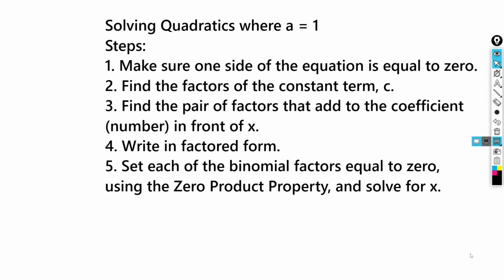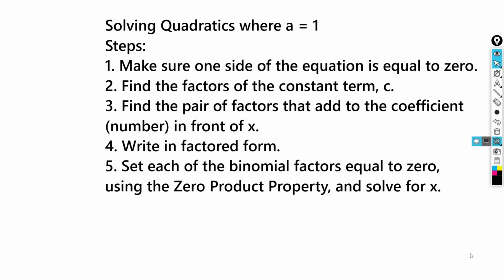In this video, we're going to solve quadratics where a equals 1. First though, let me talk about the steps. Step 1, make sure one side of the equation is equal to 0. If it's not, you're going to have to rearrange or subtract or add something to get one side equal to 0. Step 2 is you're going to find the factors of the constant term.